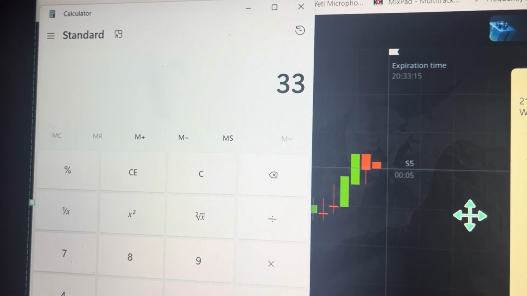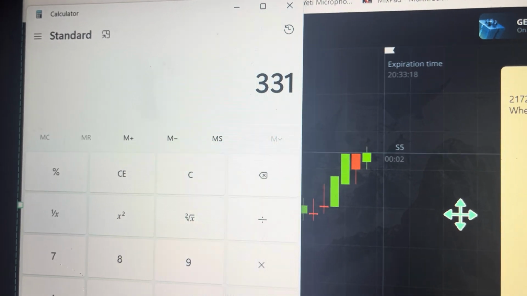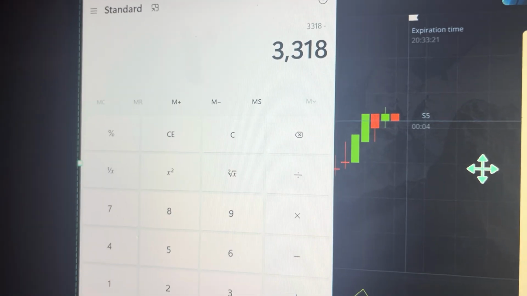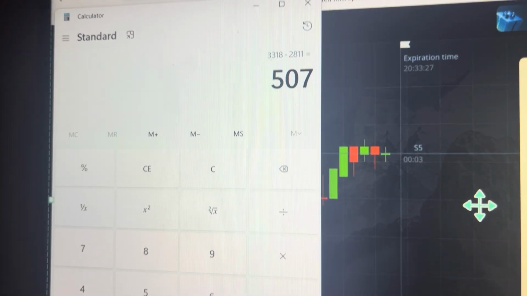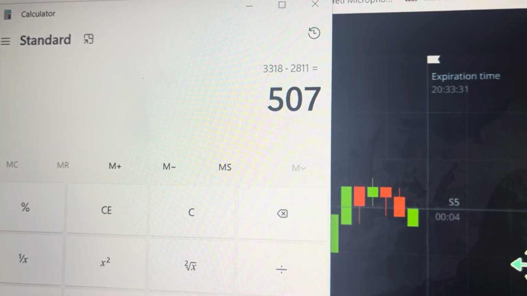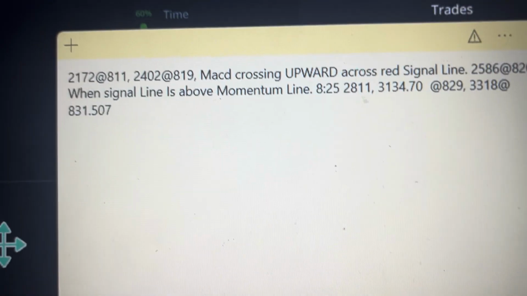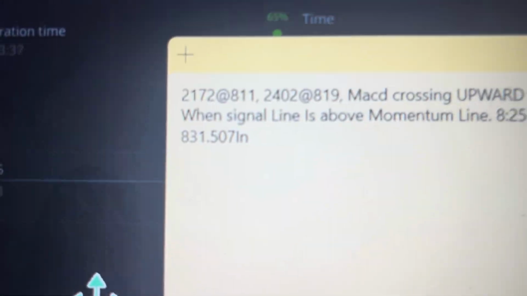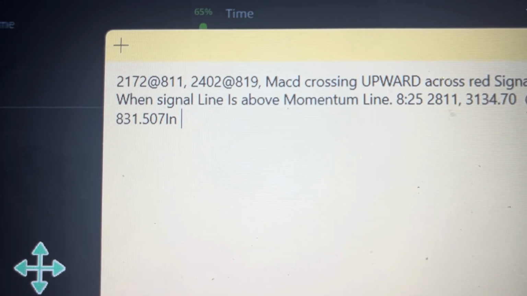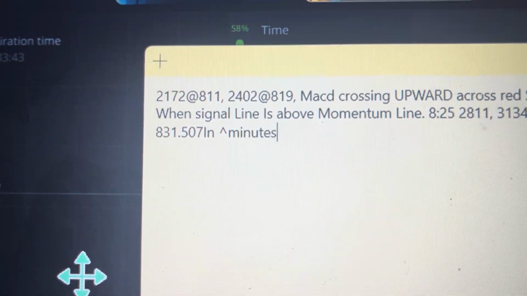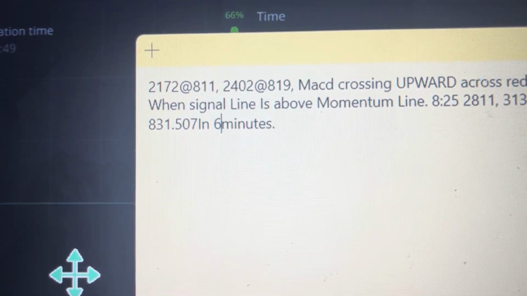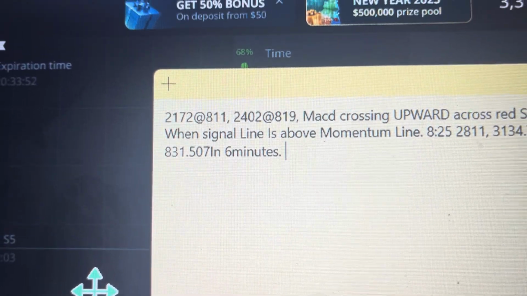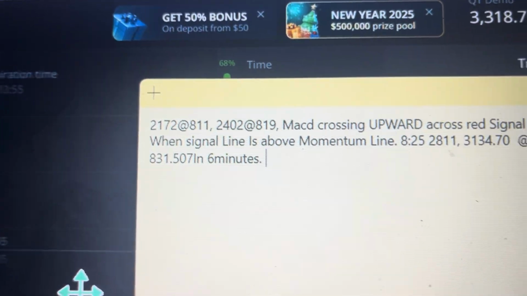So in a case like this right here, you got 33,018, and then you take away where you started at, 2811. And that equals 507. So that would be $507 in, you see how many minutes? This was at 8:31 to 8:25. That's in 6 minutes. And again, that's $507 in 6 minutes.